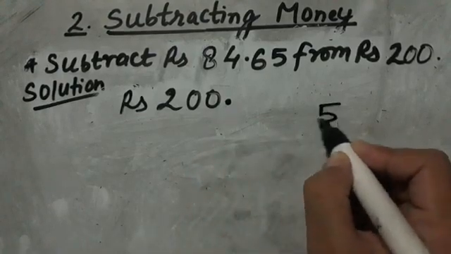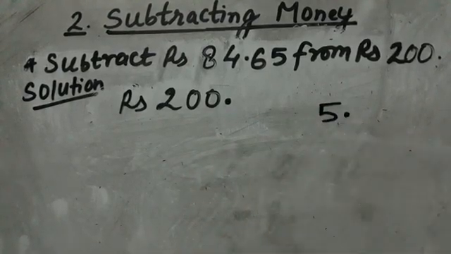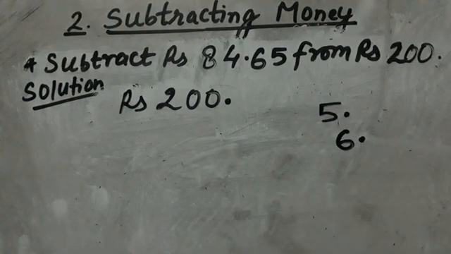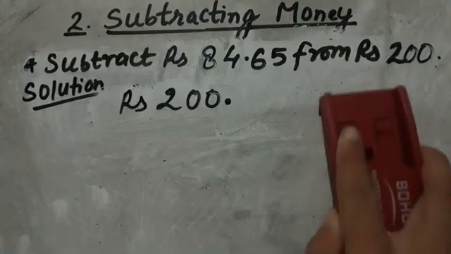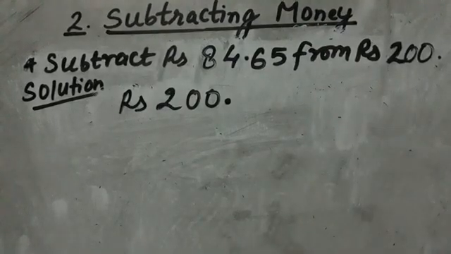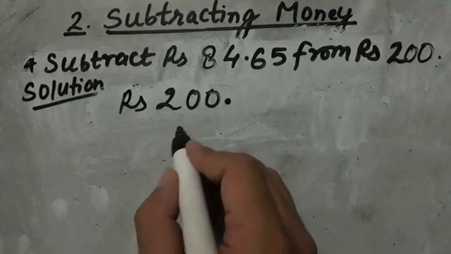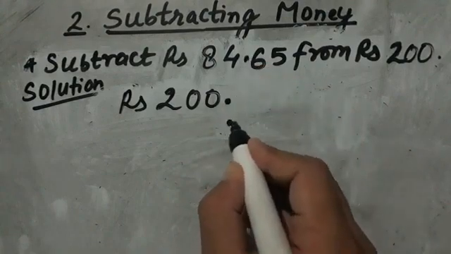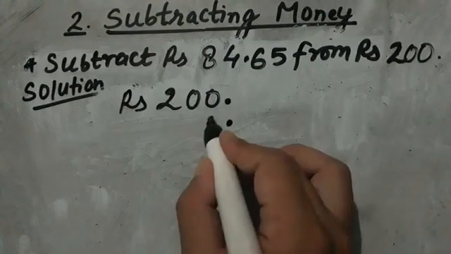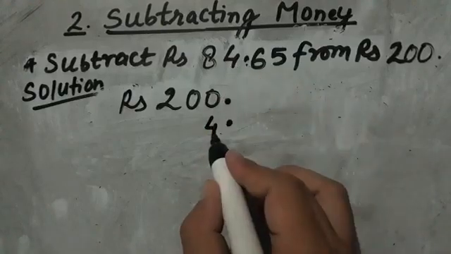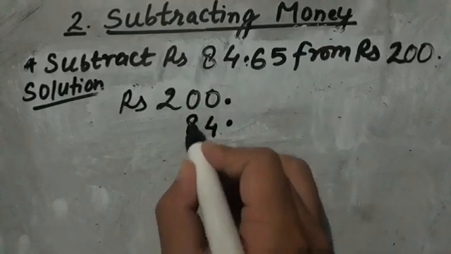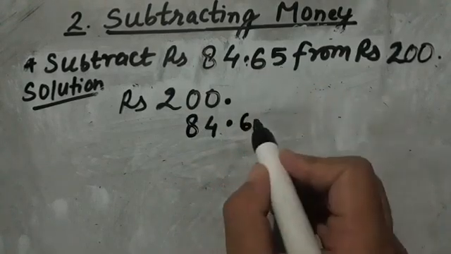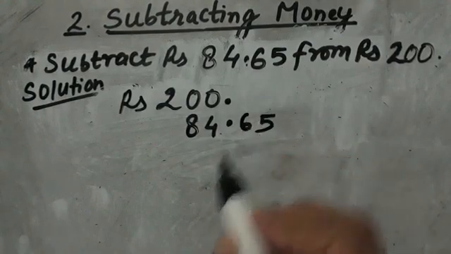If I write 5, then its decimal will be here. If I say 6, its decimal will be just after ones place. So now students, let's keep another amount, but before writing let's maintain decimal. Before decimal there is 4, and before 4 there is 8. Now after decimal here it is 6, and after 6 it is 5.